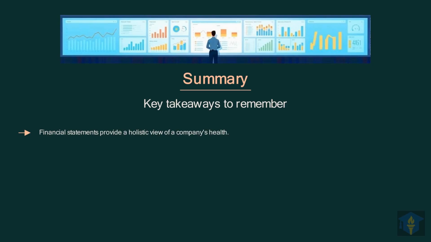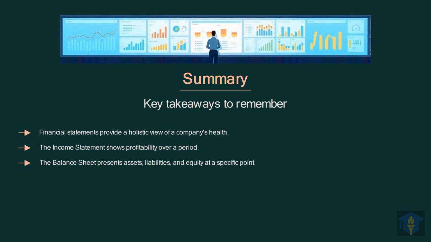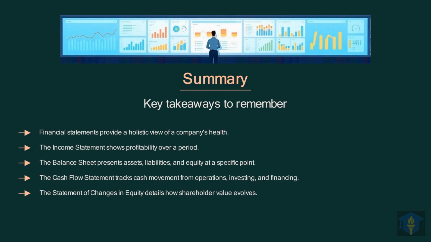Remember, financial statements offer a complete and holistic view of a company's overall financial health. The income statement is crucial for understanding a company's profitability over a specific accounting period. The balance sheet gives us a snapshot of assets, liabilities, and equity at one specific point in time. The cash flow statement meticulously tracks cash movements across operations, investing, and financing activities. And the statement of changes in equity shows exactly how shareholder value evolves over time. Together, these statements empower stakeholders with the insights needed for informed and strategic decision-making.